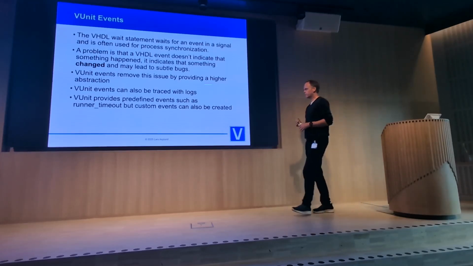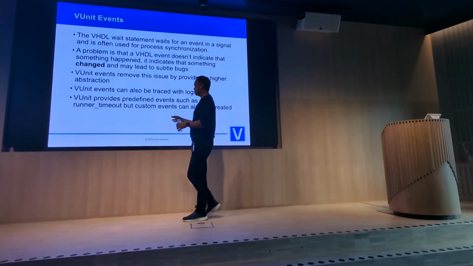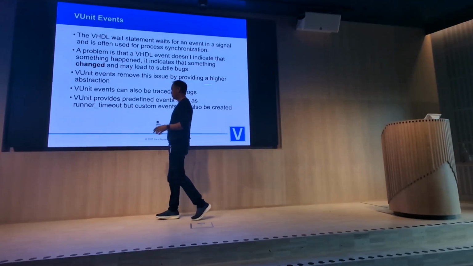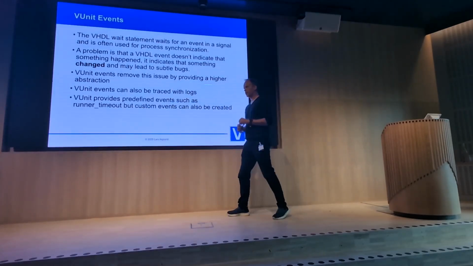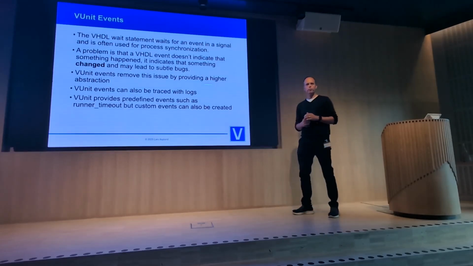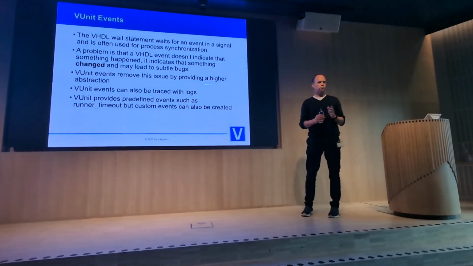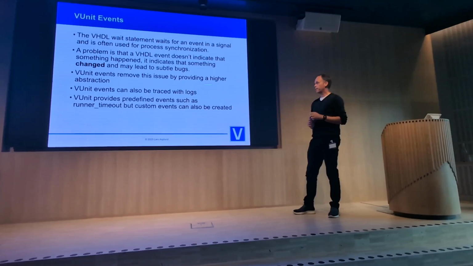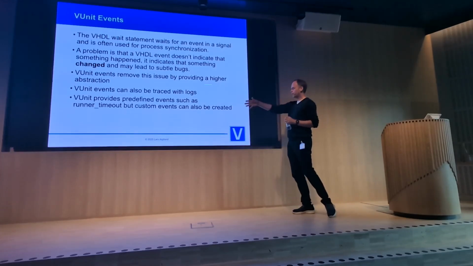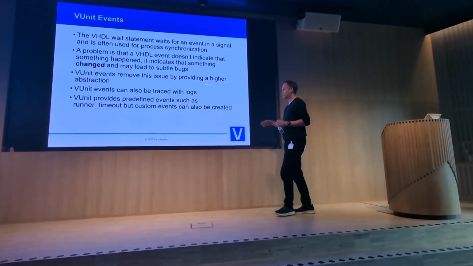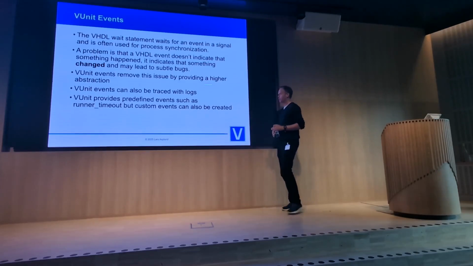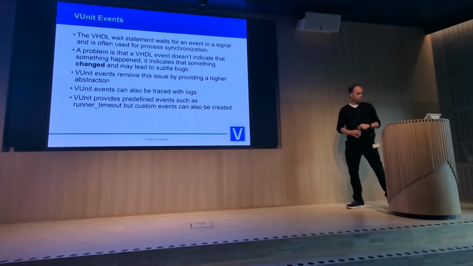There are built-in events, for example, runner timeout. This is an event that happens if you have a VUnit watchdog. The watchdog is supposed to time out and fail the test bench if it takes too long, that is, if it's stuck. Just before it times out and gives your error message, it will also activate the runner timeout event, and we'll see later on how that can be used. But the important thing is, there are built-in events, and you can also create your custom events. And that's what we're going to do for our test bench.